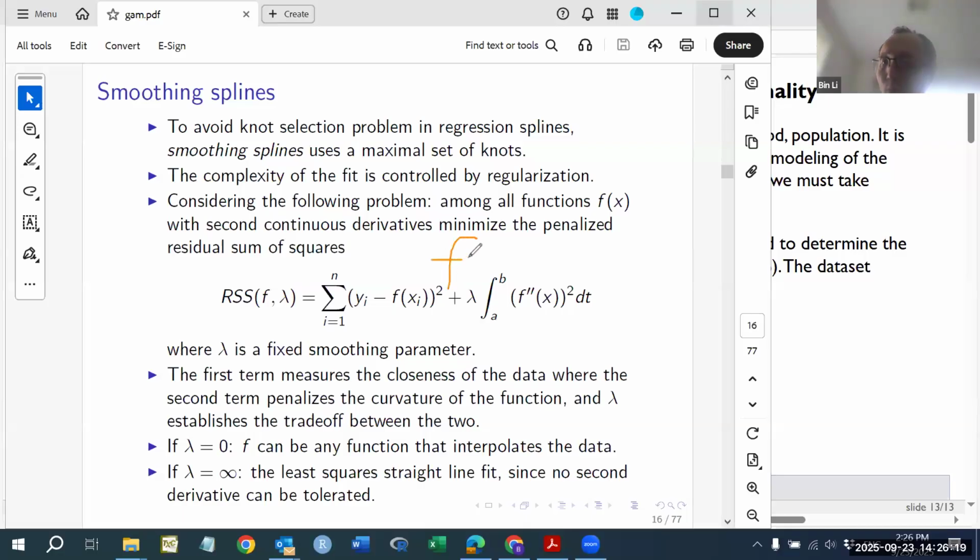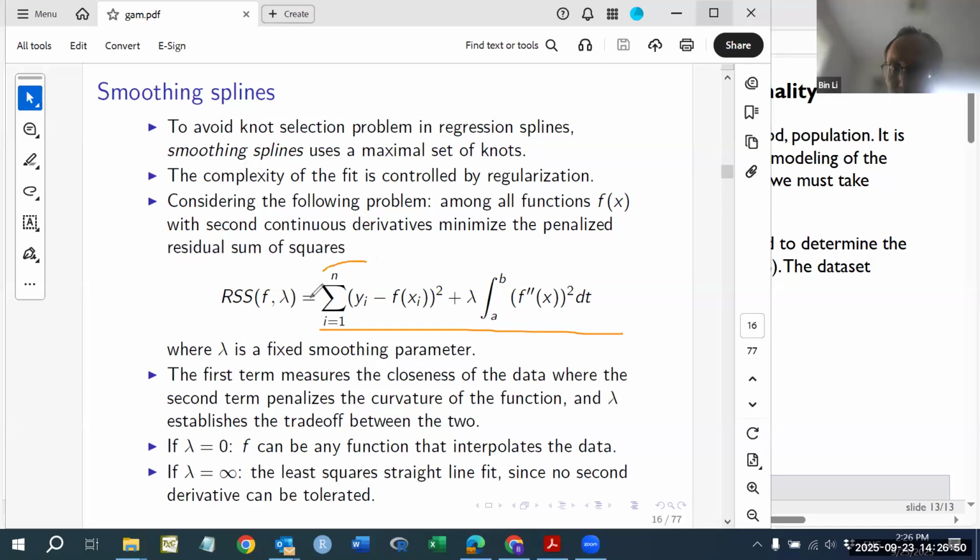Okay, so what is the requirement for the function? We need that function to be smooth up to the second order derivative. So it has to be continuous up to the second order derivative. Okay, so that's the class of function we are looking for. And for this class of function, we want to find the one that minimizes this.